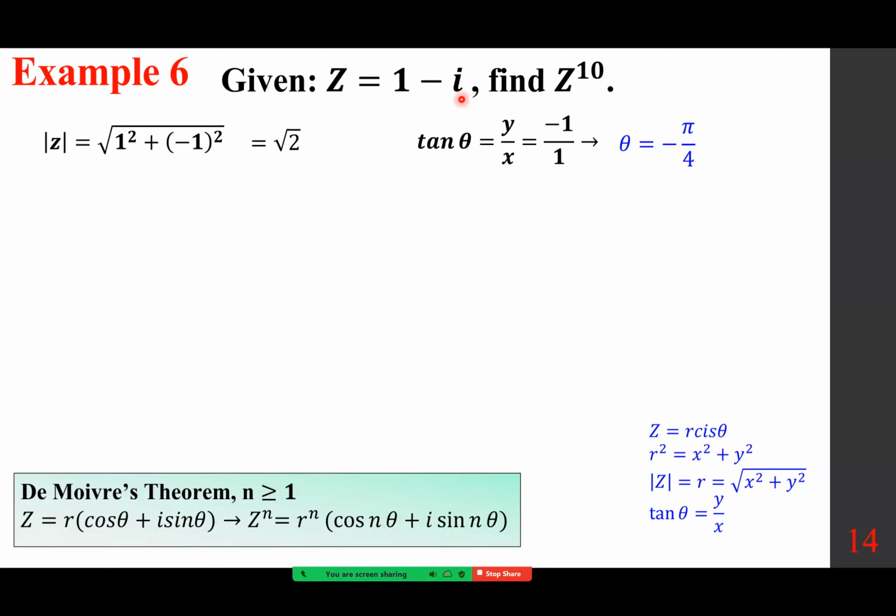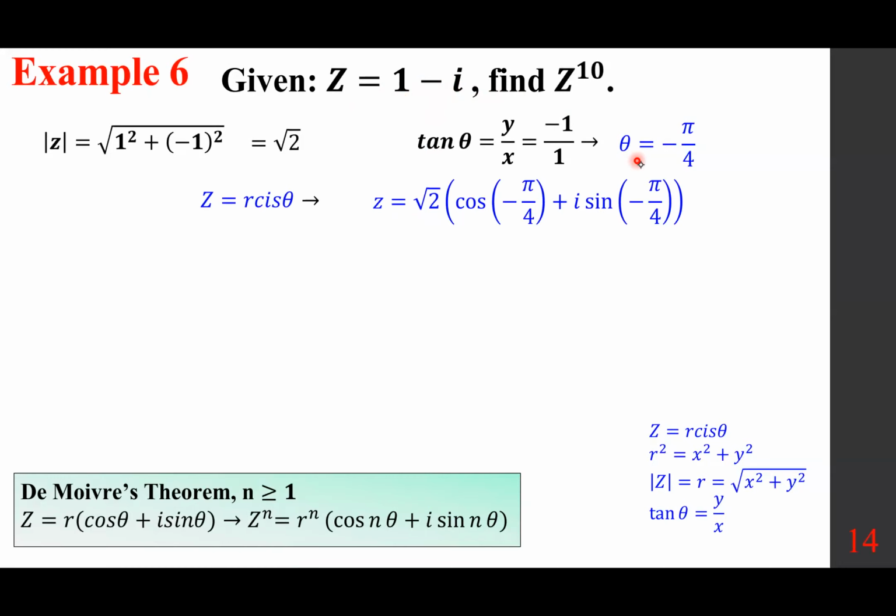1 is positive to the right. Imaginary value is negative below. So it's in the fourth quadrant. So this is a perfect answer. Of course, you can change it to 7 pi over 4 if you want to make it positive. But we can keep it at that. z equals r cis theta.